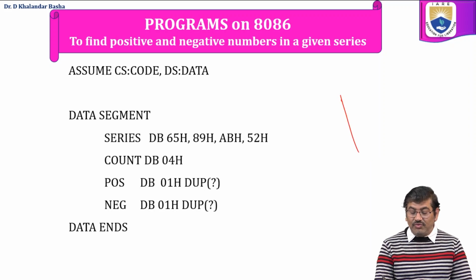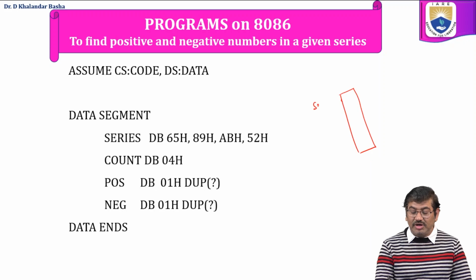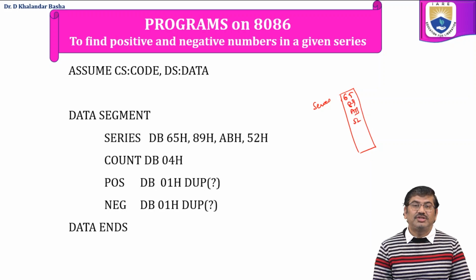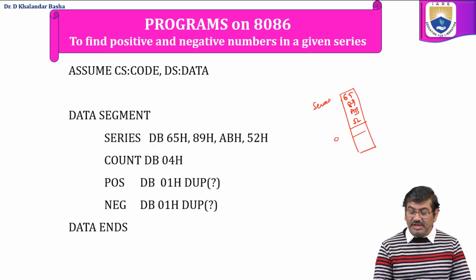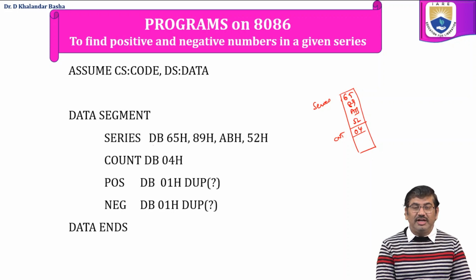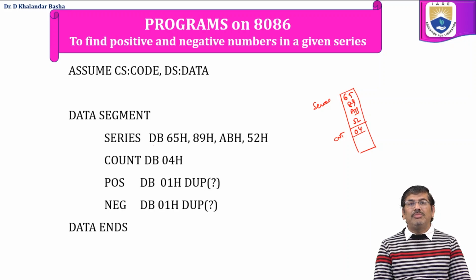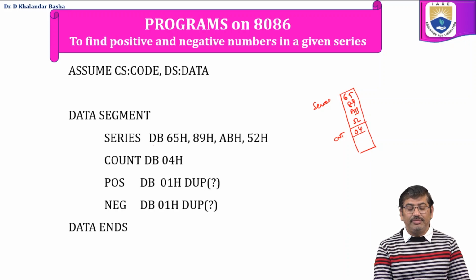In this data segment, first a series variable is placed. The values in it are 65H, 89H, ABH and 52H. Here the size of each data is 8 bits, so we define this with the assembler directive DB, which defines byte. Next, how many values do we have here? 4. So we place this in the count variable with the value 4 in the next memory location: count DB 04H, as it reserves one memory location for count. The size of the count variable is DB, which is 8-bit size.